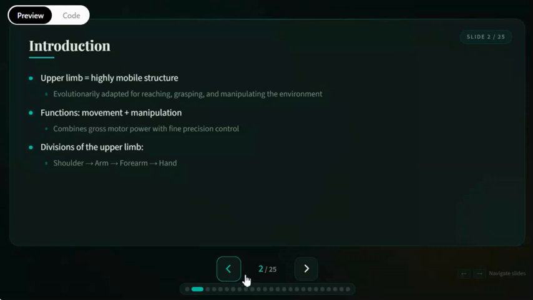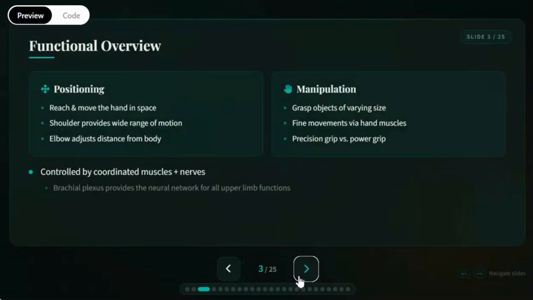Introduction to upper limb. The upper limb is one of the most mobile parts of the human body. Unlike the lower limb, which is designed mainly for weight-bearing, the upper limb is specialized for movement and precision. It allows us to perform activities like writing, eating, lifting objects, and fine motor tasks. Anatomically, the upper limb is divided into four main regions: shoulder, arm, forearm, hand. Each region has its own bones, muscles, nerves, and functions.